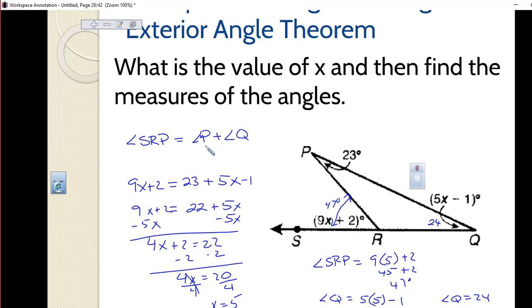So if it helps you set up the exterior angle theorem, write the angles that are going to be equal to each other, that you add up to set equal to your exterior angle.